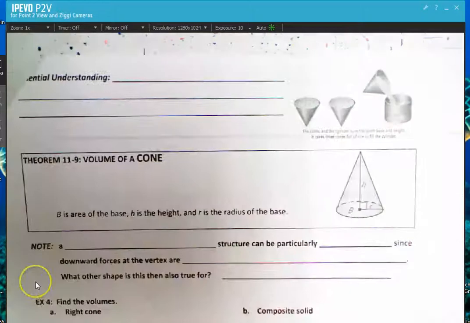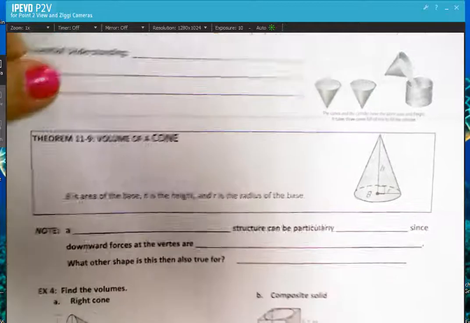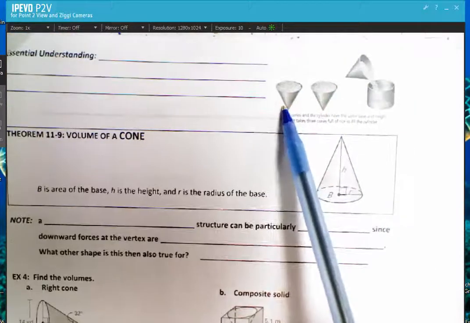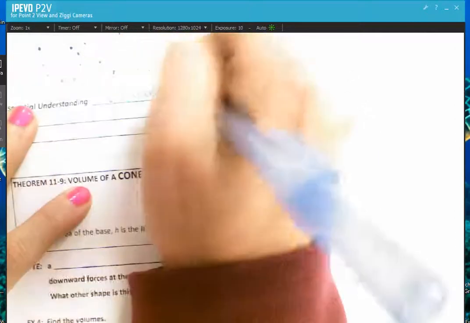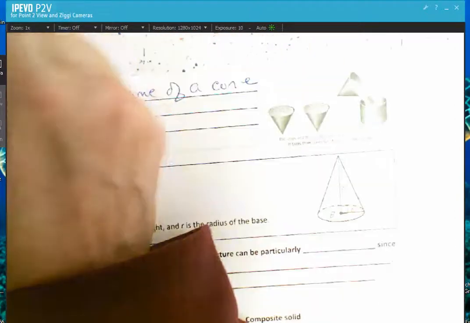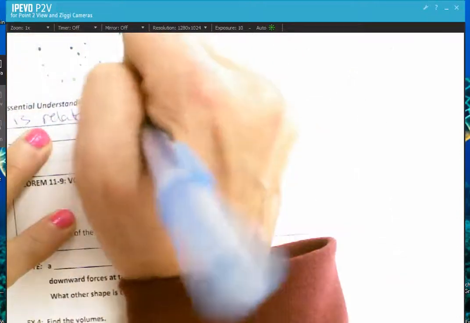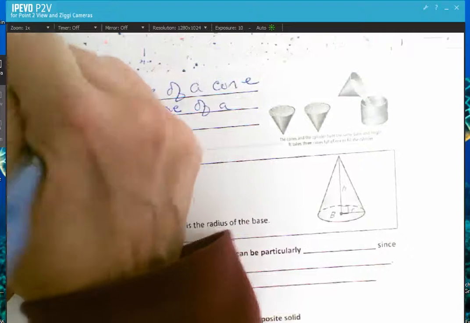Alright, essentially we have an understanding. We're going to see this tomorrow again when we come up with these formulas hands-on. But what you'll see is that the volume of a cone is related to the volume of a cylinder.